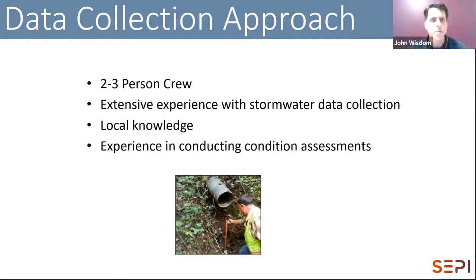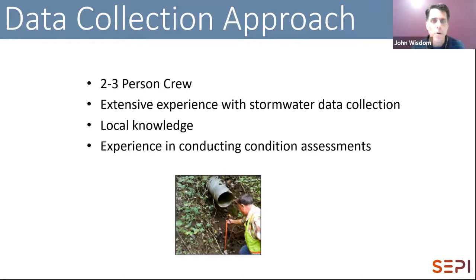One of the first things we did was obviously assemble our crew. Typically we had a 2-person crew going out. There's a 3rd person, CJ Jackson, who was originally supposed to be one of our co-presenters, but he's got a newborn at home, so he couldn't make it. But he oversaw the field data collection efforts, so sometimes he would go out there with them. These folks all have extensive experience with stormwater data collection. They have local knowledge. CJ lives there.